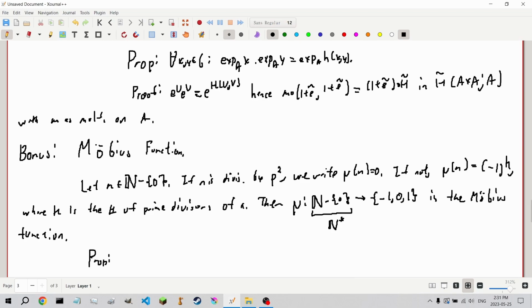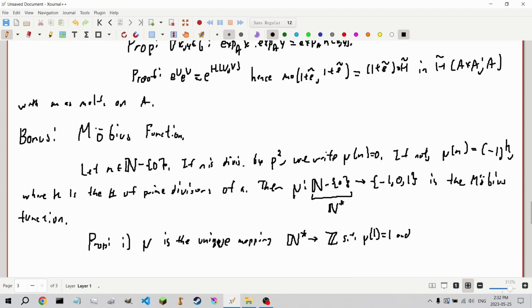Proposition. Part 1. The Mobius function is the unique mapping of our non-zero natural numbers into our integers such that mu of 1 is 1 and the sum of all mu d, where d divides n, is 0 for all n in N star.